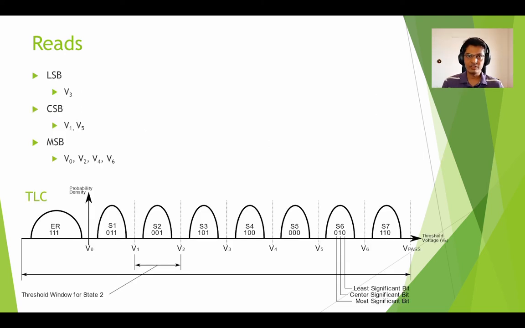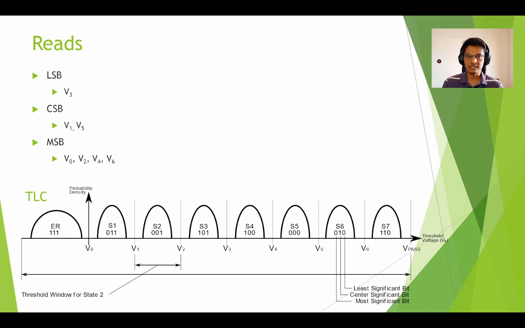To read the least significant bit in a TLC, a read reference voltage of V3 is applied to the control gate of the transistor. Sense amplifiers in the circuit then check the channel conductivity. If the channel is conductive at this voltage, the least significant bit stored in a cell is inferred to be 1, otherwise it is inferred to be a 0.